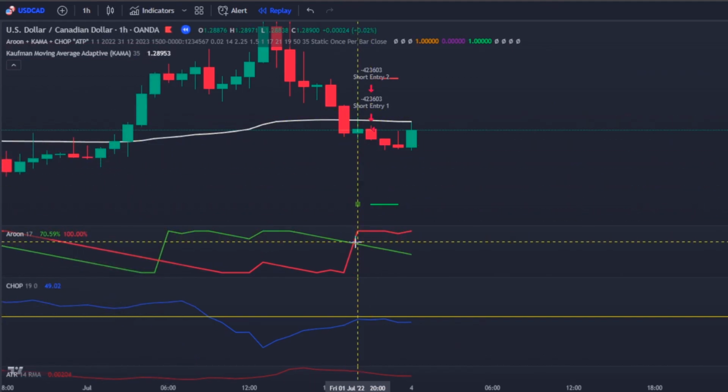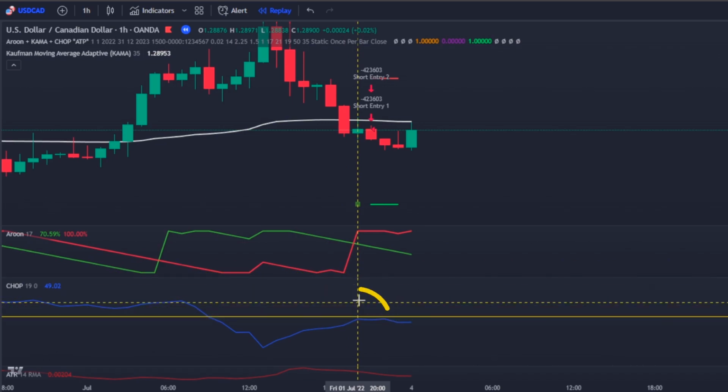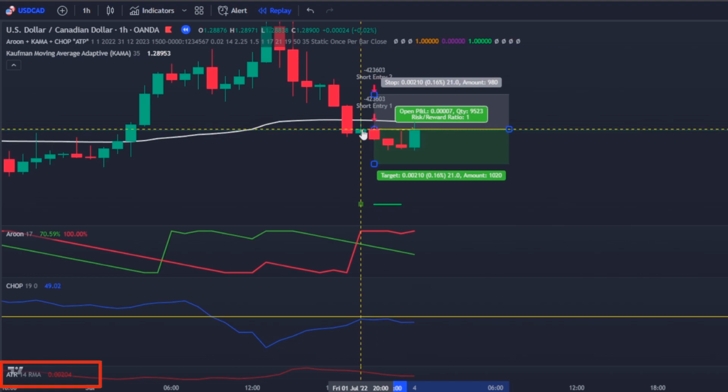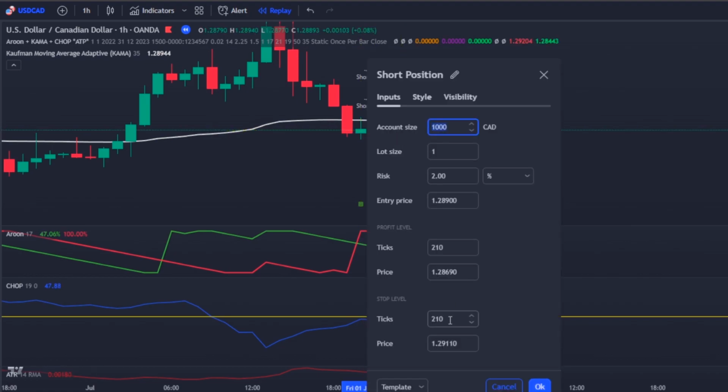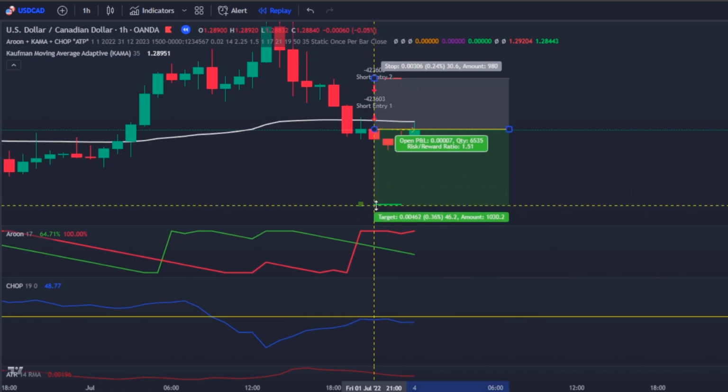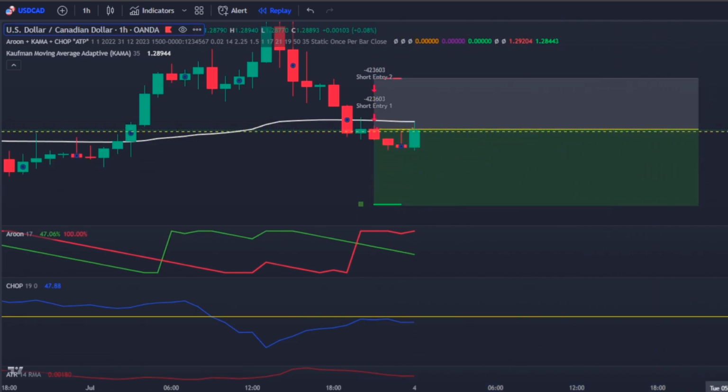Here we can see that the Aroon down line crossed above the up one, the choppiness index is below the middle line and the price is below the Kaufman moving average. So we will enter at the close of the signal candle, which is this one. The stop loss value is 2 times 20.4, which is 30.6, and the take profit is at the 1 to 1.5 risk to reward zone, so at this level.